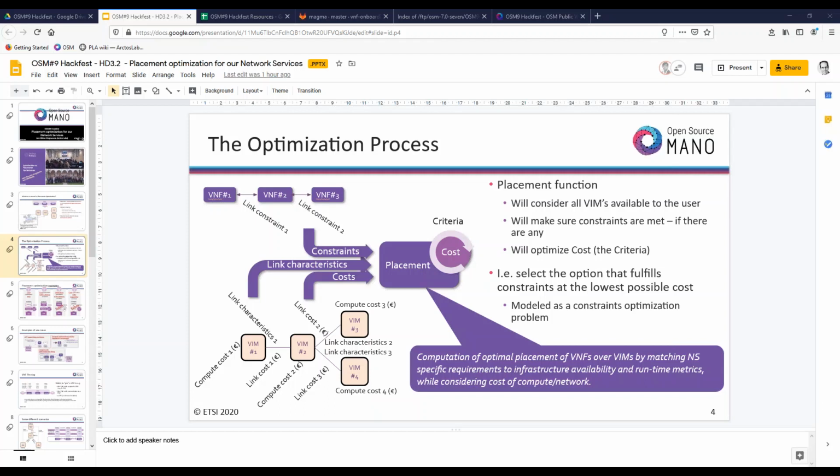Internally in the placement engine, things are modeled as a constraints optimization problem. So there's really not a traditional algorithm, if you like. It's more of a model. If we can model things like characteristics and costs and constraints, then we treat it as an optimization problem and have solvers specifically targeted at those kinds of problems. To summarize, we compute the optimal placement of VNFs over the different VIMs by matching the network service requirements to whatever infrastructure we have available and whatever runtime metrics we have on this infrastructure, while at the same time considering the cost of compute and network.